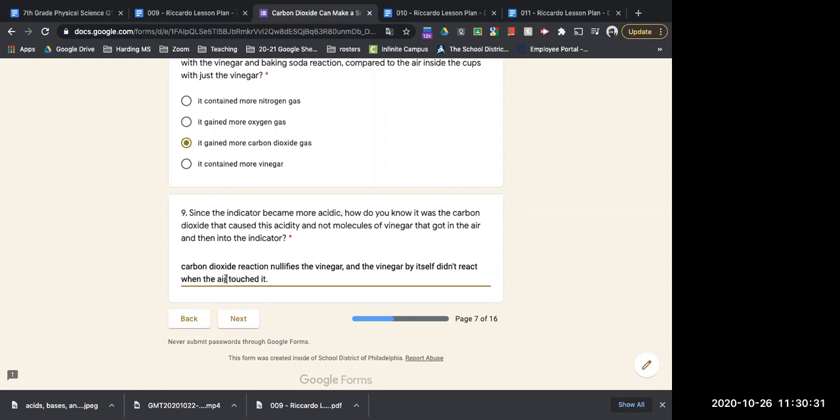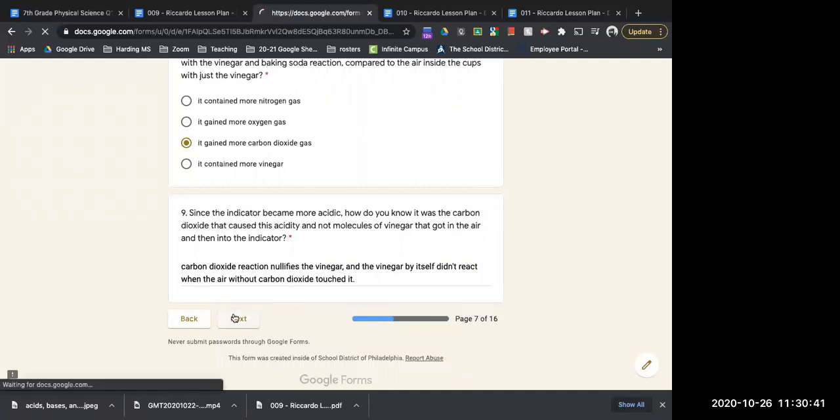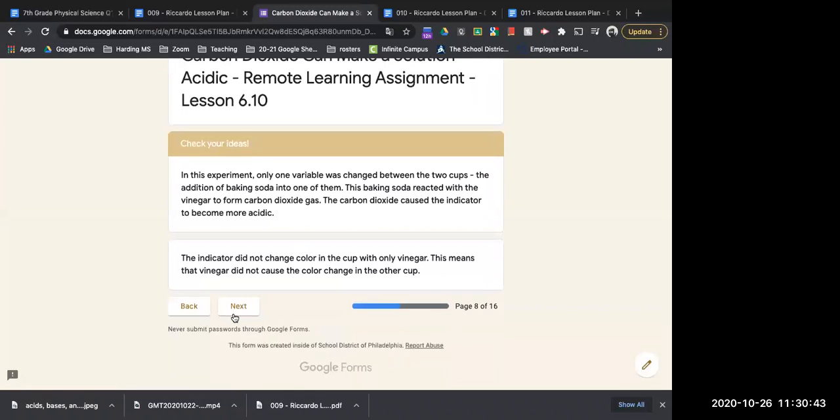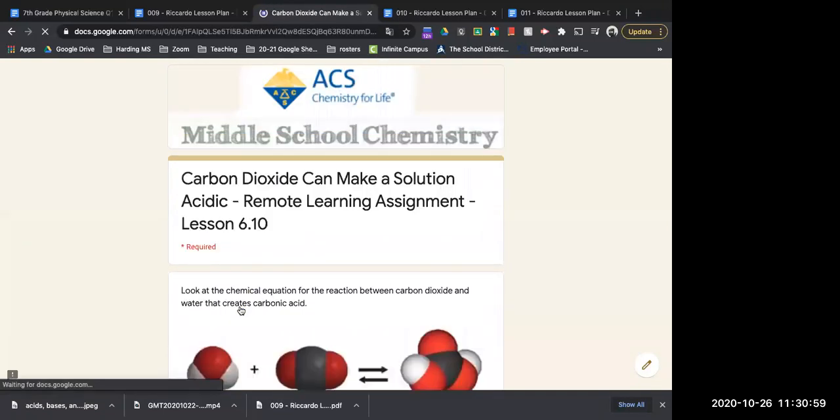The air without carbon dioxide touched it. In the experiment, only one variable was changed. The addition of baking soda reacted with the vinegar to form carbon dioxide gas and caused the indicator to become more acidic. It didn't change in the cup with only vinegar. This means that the vinegar did not cause the change in the other cup.